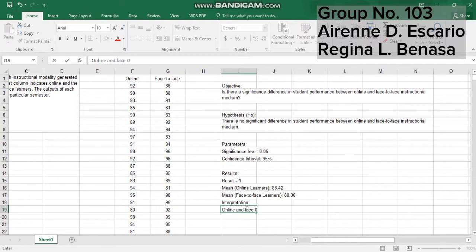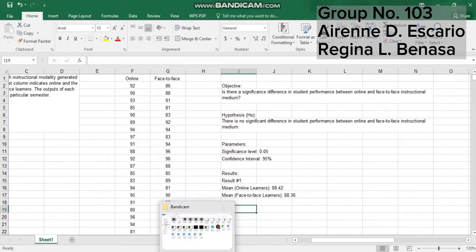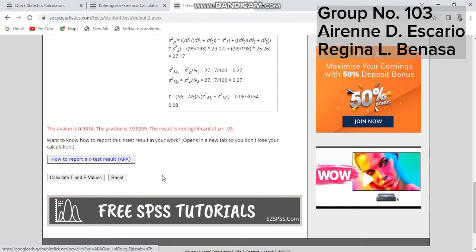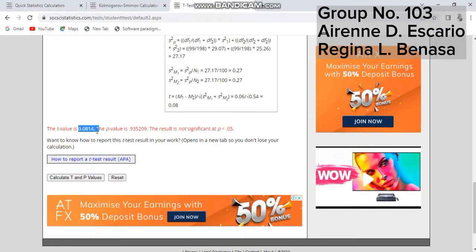In this case, online and face-to-face learners have almost the same means, having only 0.06 mean difference and having the same floor value of 88, which means that their performance does not differ despite their difference in teaching modality. Let's take a look at their probability value. The t-value is 0.0814. We got a positive value, which means that the first group, the online learners, generated higher average grades than the second group, which is the face-to-face learners. However, we got a small t-test result, which indicates that our two groups are similar.